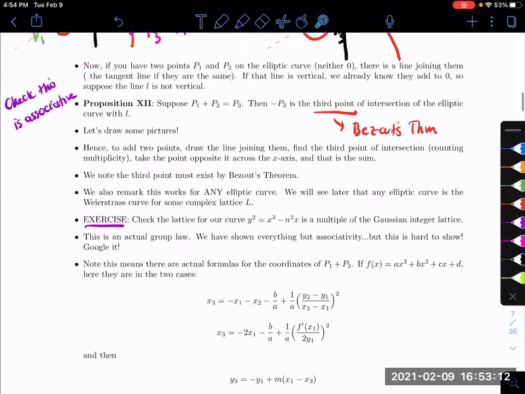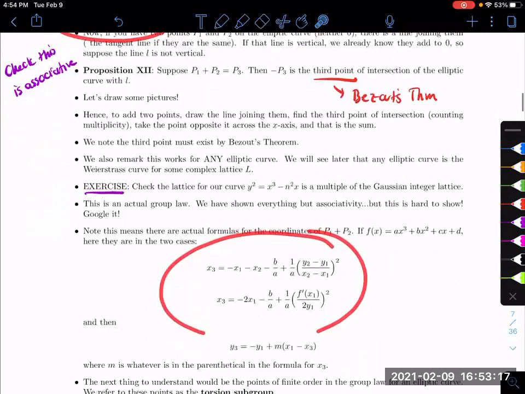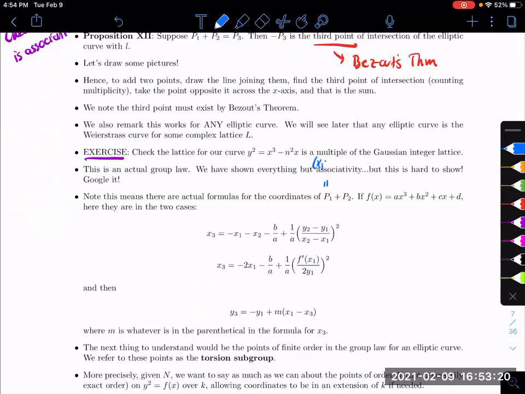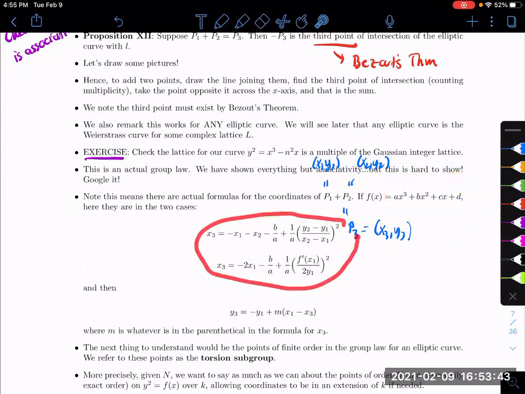And you can show this pretty easily. The proof of this follows just from the geometric description of the law. But let's say P1 has coordinates x1, y1, and let's say P2 has coordinates x2, y2. And let's say the sum is P3, and let's say that has coordinates x3, y3. Then if the right-hand side of your elliptic curve looks like ax cubed plus bx squared plus cx plus d, here are the coordinates for x3, and here are the coordinates for y3, in terms of nothing but x1, y1, x2, y2, a, b, c, and d.